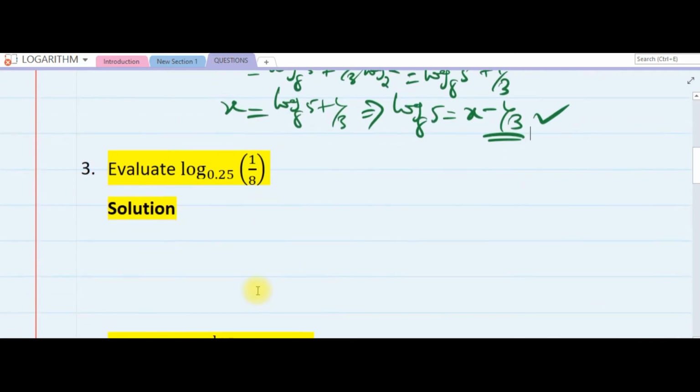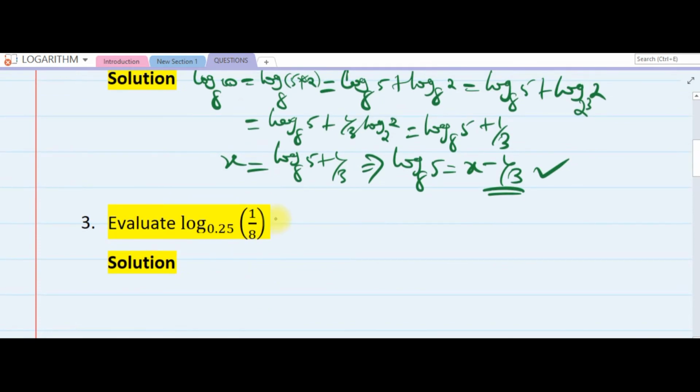So the third question, we are asked to evaluate log of 1 over 8 to base 0.25. What we know is that 0.25 is 1 over 4. That's the first thing we know. And 1 over 4 means 1 over 2 raised to power 2, which is 2 raised to power minus 2. You know why? It's 25 over 100, 1 over 4, which is 2 raised to power minus 2. While 8 is 2 raised to power 3, so 1 over 8 is 2 raised to power minus 3.